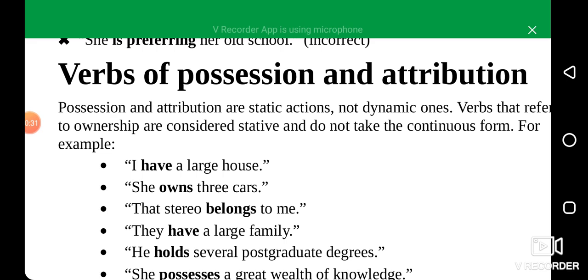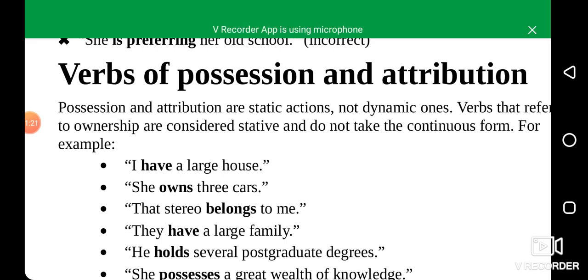I hope you must have heard of possessive pronouns and possessive adjectives. Now you are listening to verbs of possession and attribution. They have the same function as possessive pronouns and possessive adjectives have, but these are stative actions. They don't do anything in a sentence. They don't show any action. That's why they are said to be static, just like the other state verbs is, am, are. They are state verbs, not action verbs.